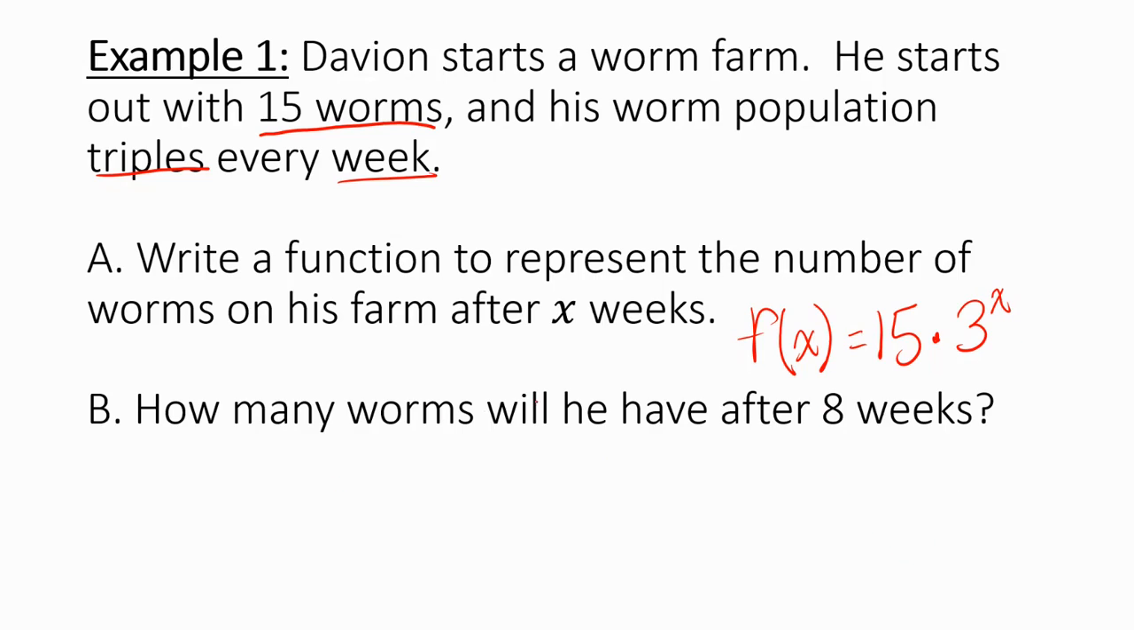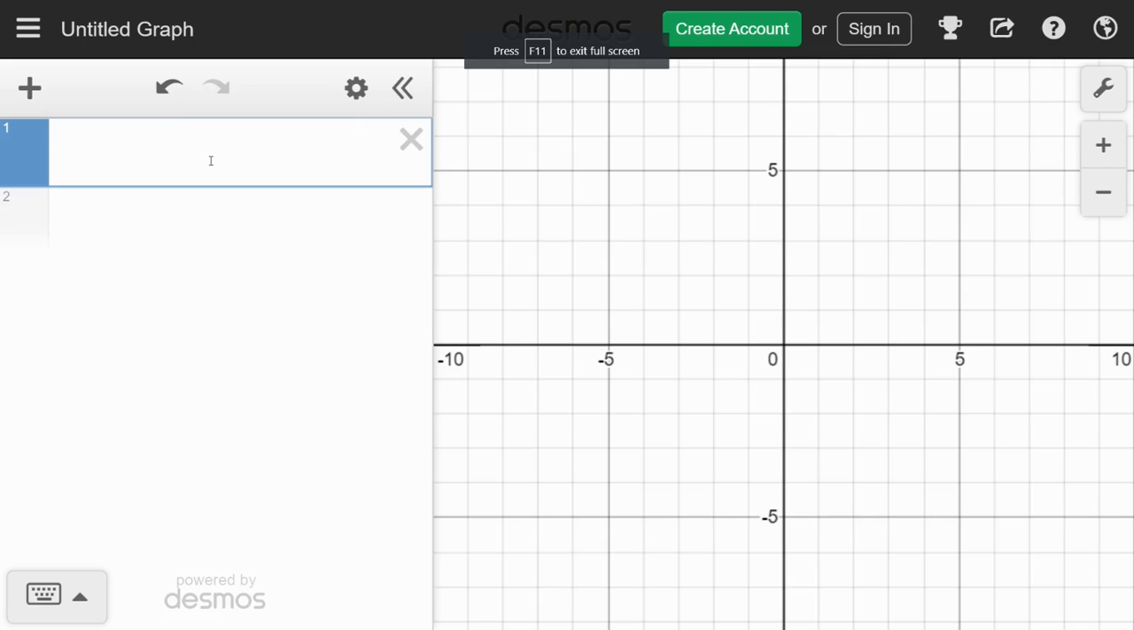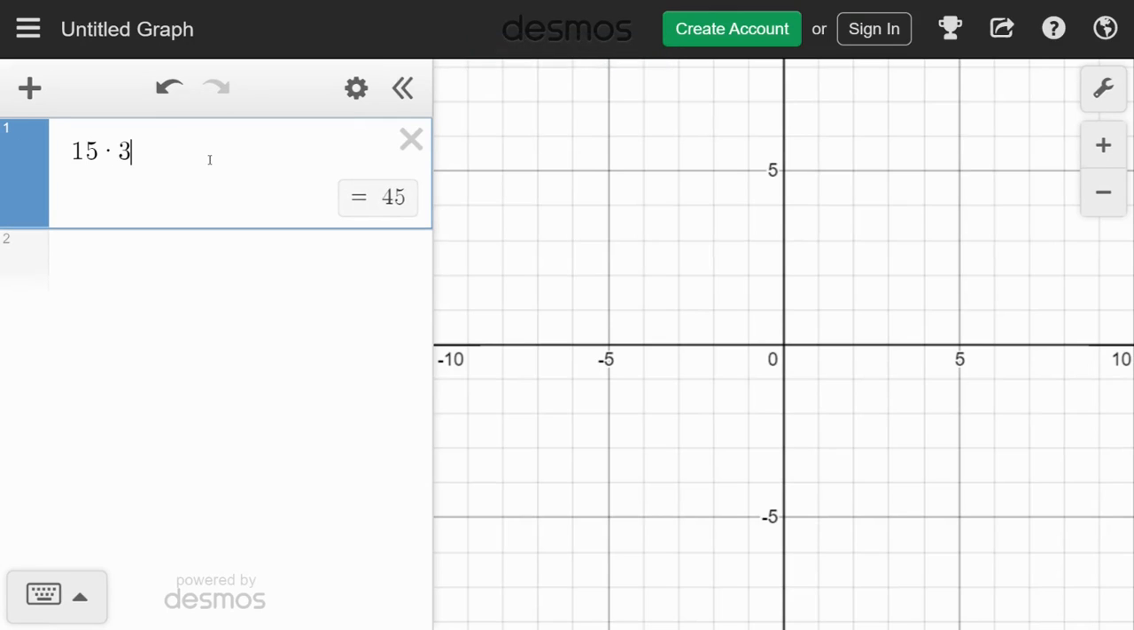So then B asks us how many worms he's going to have after 8 weeks. So what do you think we're going to do with this 8? Well, if x is the number of weeks, we're going to put that 8 where the x is. So we're going to say f of x equals 15 times 3 to the power of 8. And remember, you can use Desmos to help you as an actual calculator. So let's head over to Desmos. And we need to figure out what 15 times 3 to the power of 8 is.